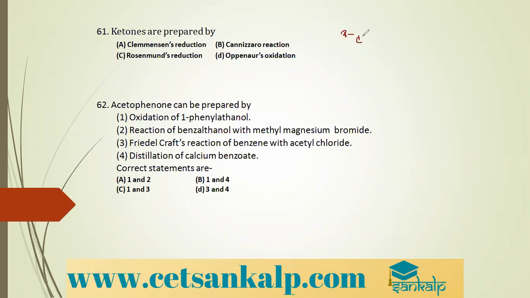That is, when you take a secondary alcohol and subject it to aluminium tertiary butoxide, (CH3)3CO, aluminium tertiary butoxide, what do we get? We get R, C double bond O, R. So what is this compound? This is a ketone. So this reaction is called Oppenauer oxidation.